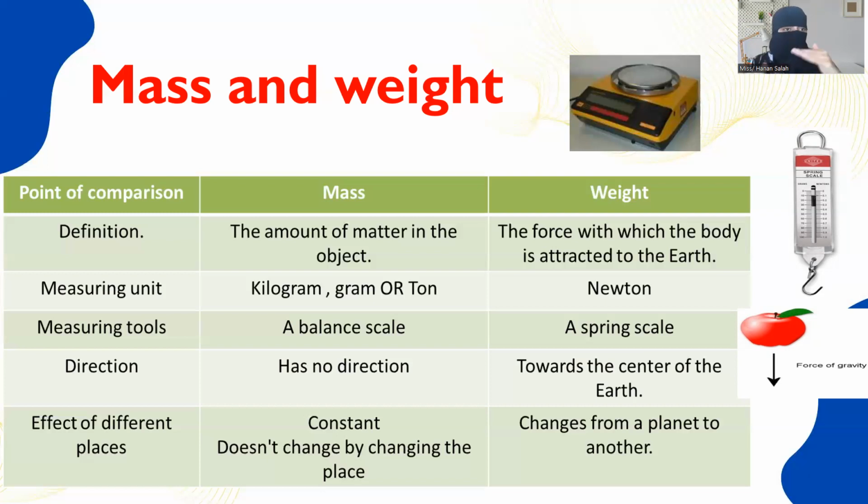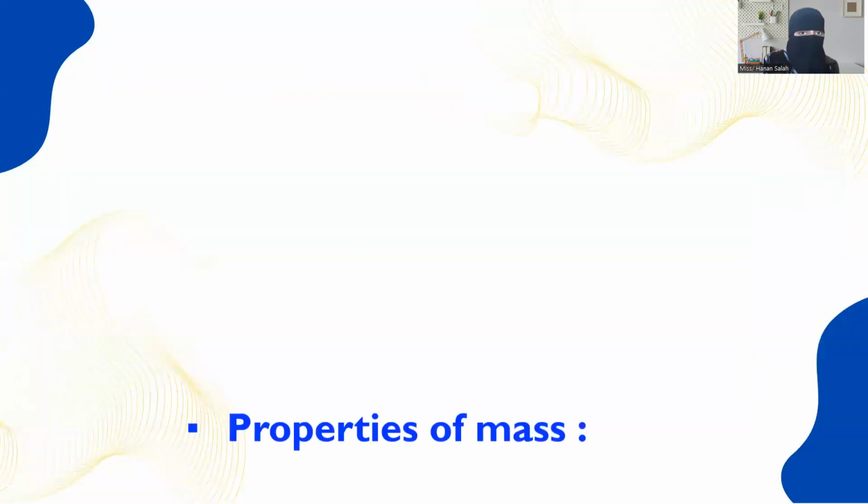So what about changing the place? By changing the place, mass doesn't change because it's a constant value or fixed value. But weight, no, weight can change from one place to another because it's related to the gravity on the Earth, on the Moon, on the Mars, on any place. You have different gravities, so you have different weights. So that's about the difference between mass and weight.